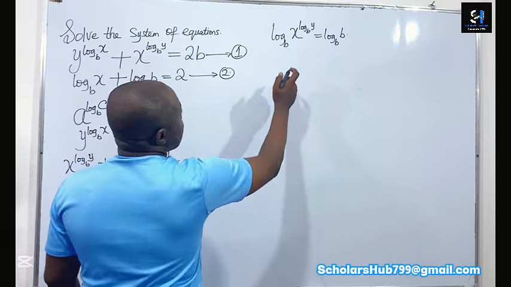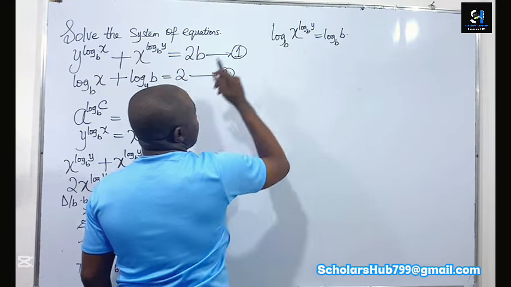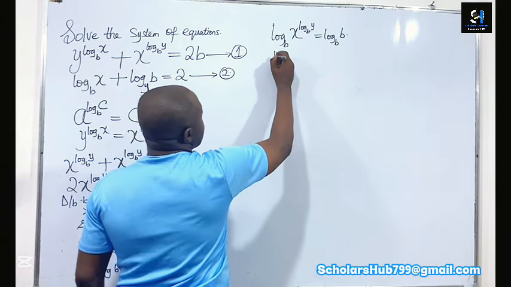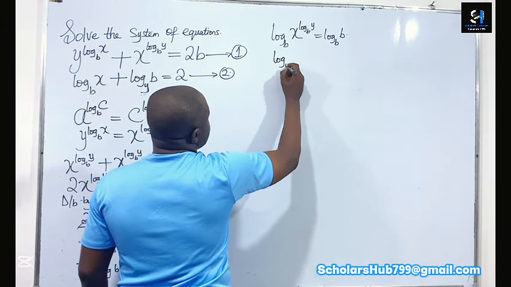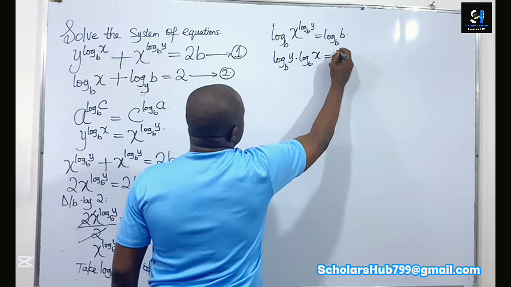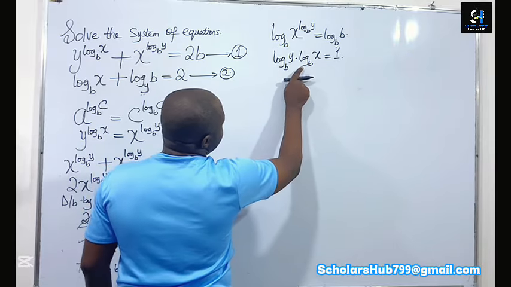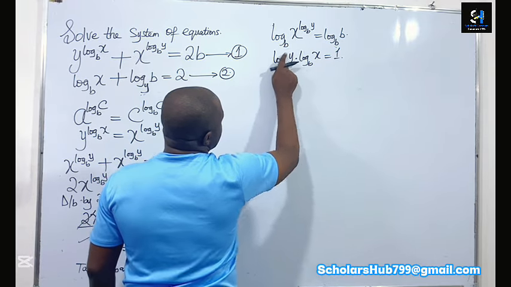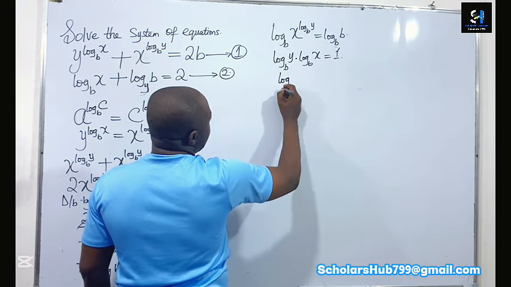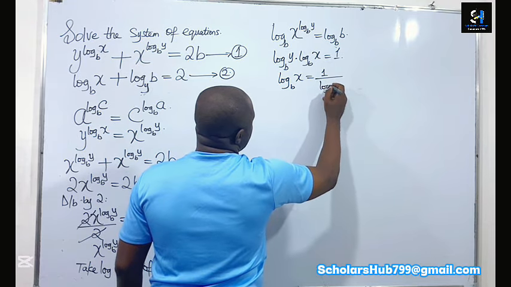So in this case, this will be 1, and this power, I'm going to make it become the multiplier using the power rule for logarithms. So this will become log base b of y multiplied by log base b of x equals 1. So I can express log base b of x in terms of log base b of y. We have log base b of x equals 1 over log base b of y.